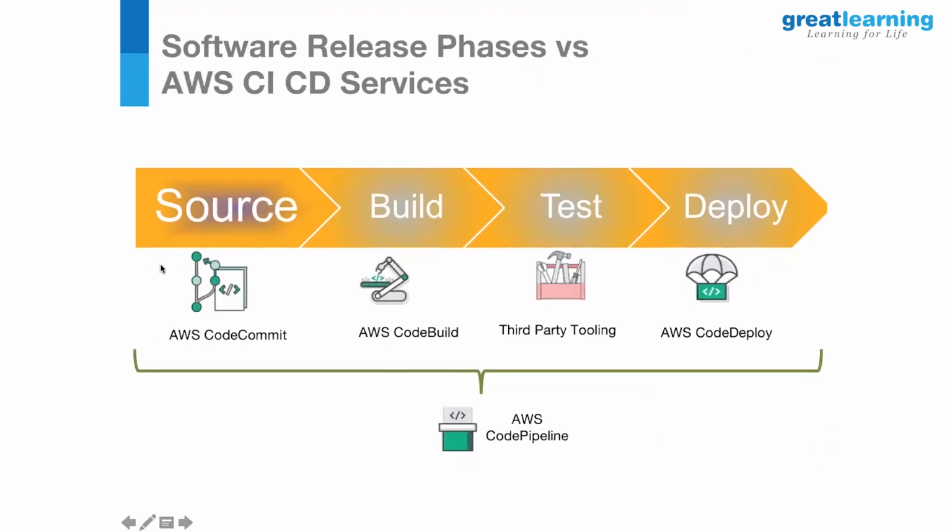Here are the tools: software release phases versus AWS CI/CD services. AWS CodeCommit is mapped to source. CodeBuild is designed for building, and testing is done by integrating with several third-party tools. The next one is CodeDeploy. AWS CodeDeploy is designed to facilitate deployment. And AWS CodePipeline is an end-to-end solution which comes in handy to glue all these services. CodePipeline enables you to rapidly deliver features and updates with high quality through the automation of your build, test, and release process.